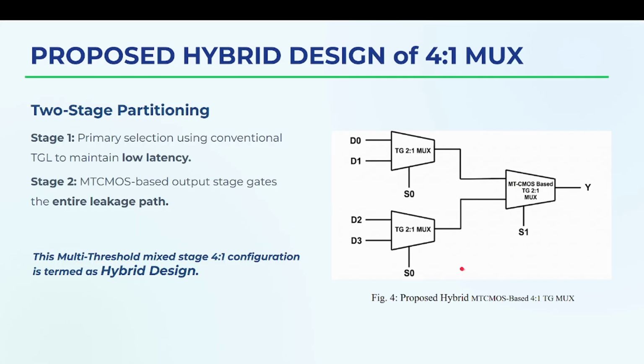So this whole block is the proposed hybrid MTCMOS-based 4x1 transmission gate mux, where the selection line S0 at the first stage works as the first selection line, and at the second stage, the S1 selection line works at the hybrid stage. So as a whole, this is our proposed architecture of the 4x1 hybrid transmission gate-based MTCMOS 4x1 multiplexer.